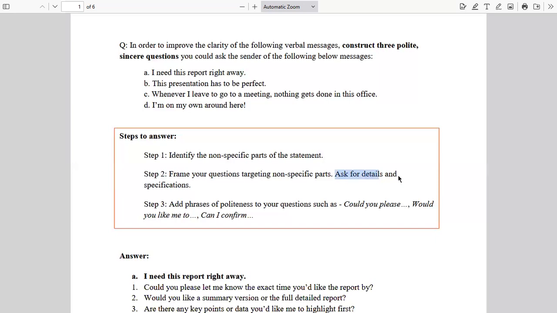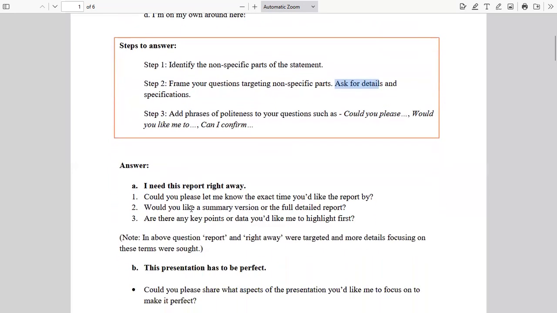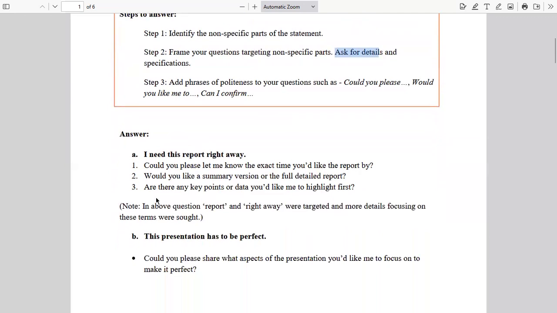A counterfeit question is something which is not asking for these details, but doing something else. We are going to look at some examples of counterfeit questions as well. But before that, let us look at what it means to ask for detail and ask for specification. For example, for the statement "I need this report right away," one question could be, "Could you please let me know the exact time you would like the report by?" This question is targeting "right away" and asking about detail, specification about the exact time.